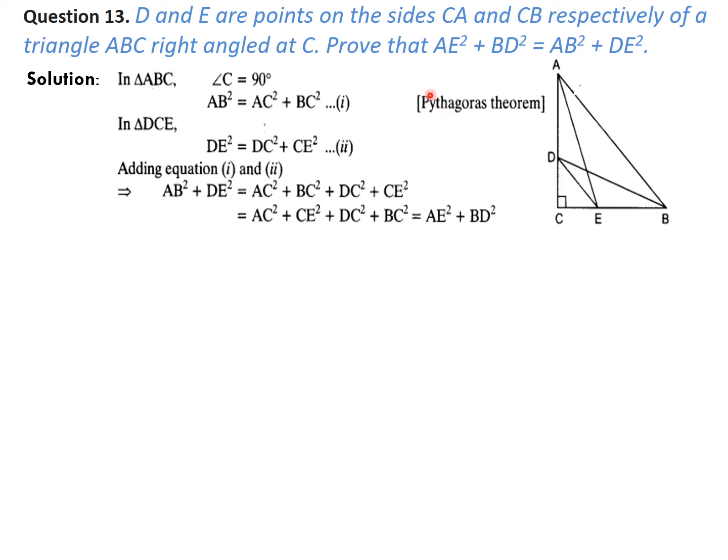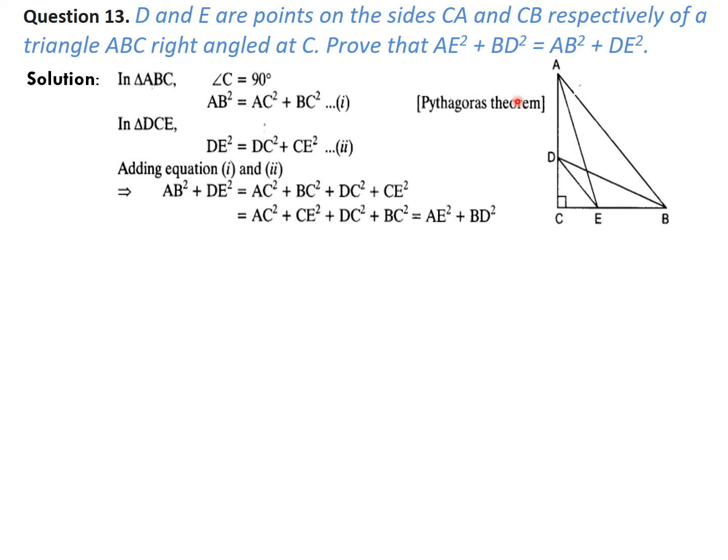Now, we have to prove that AE square plus BD square is equals to AB square plus DE square. So, let us join AE, then BD, then AB is already joined and DE. So we have joined all the points and now let us solve the sum. So we have to prove AE square plus BD square.